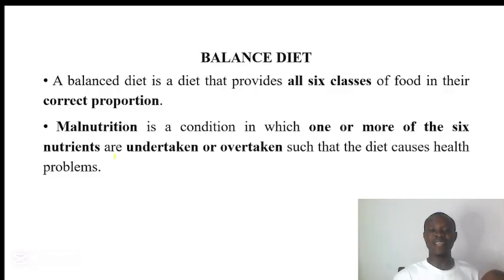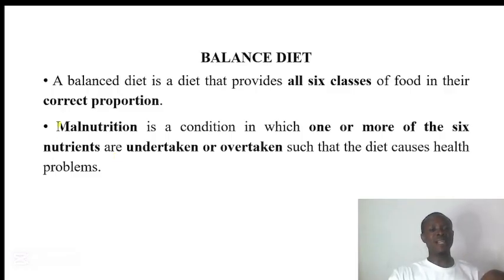A balanced diet is a diet that provides all the six classes of food in their correct proportion. It doesn't mean that because you are taking the six classes of food, you are eating a balanced diet. It's supposed to be in their correct proportion.